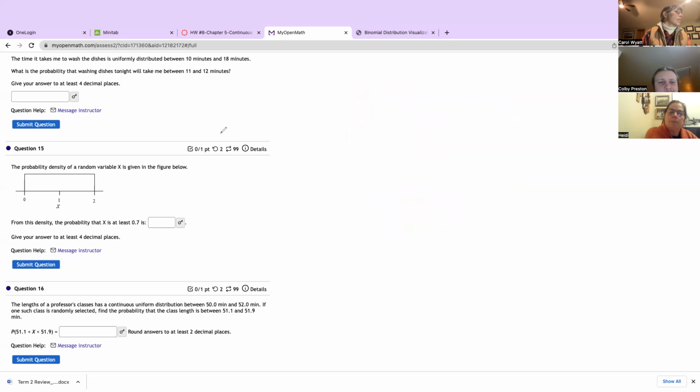All right, so this one for 15 says it's uniform. What's the probability that it is at least 0.7? So here's 0.7, and I'm looking for this area. Now this whole rectangle has to have an area of 1. And the area of a rectangle is length times width. Our length is 2, and when I times 2 by something, I have to get 1. So this width must be 1/2.